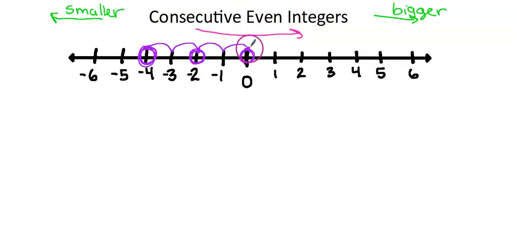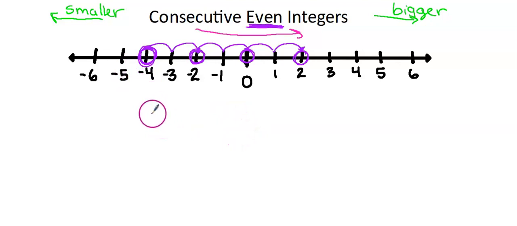And another, the next consecutive even. 1 is odd, so I can't stop there. 2 is even. So unlike straight consecutive numbers, where we just went 1 space to get to the next number, because of the word even here, we have to go 2 places to get to the next even number.